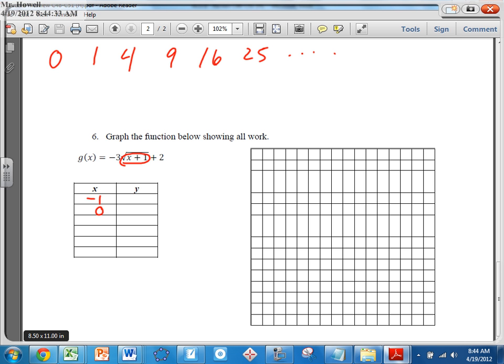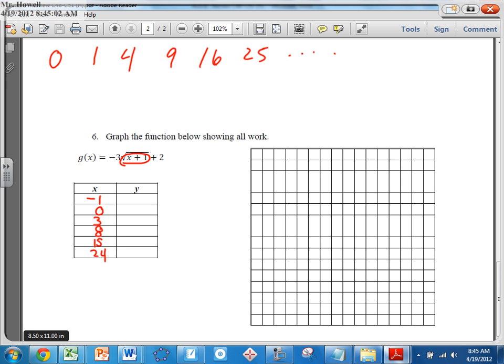How do I make this radicand 4? What does x have to be? 3. Because 3 plus 1 is what gives me that 4. How do I get a 9? What number does this have to be? Because 8 plus 1 is 9. How do I get a 16? So if you pick up on the pattern, it's just 1 less, right? Hence x plus 1. That's where that comes from. 1 less is the horizontal shift to the left. So this is really 24.